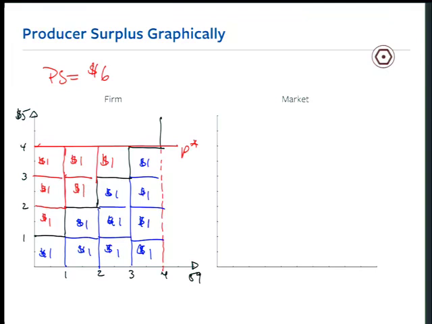That's true. In the short run, there's something that gets in the way. And that little thing is fixed costs, right? So in the long run, producer surplus is exactly equal to profits. In the short run, producer surplus isn't exactly equal to profits. It's slightly different, all right?